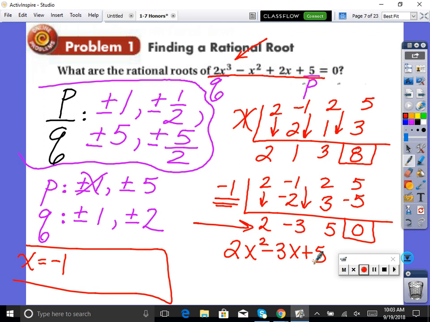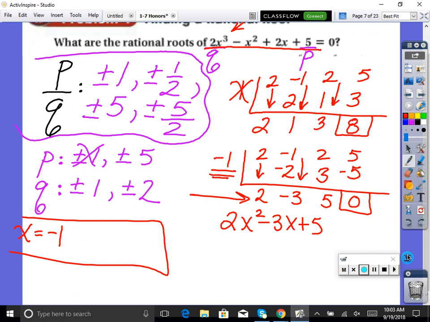Now it says, what are the rational roots? So if we need the quadratic formula, we're done. This is the only rational root. Does that make sense? If it does factor, factor it and use that to find the other 2. Okay, let's see if it factors.